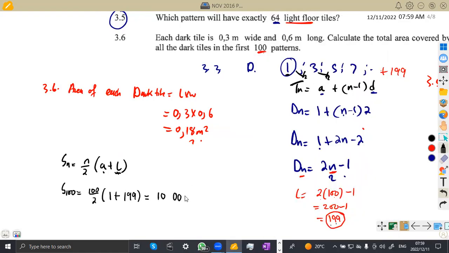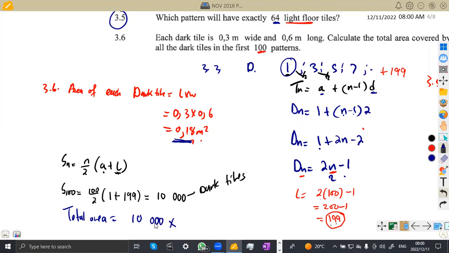So this is the sum of the ductiles. We've got 10,000 ductiles. But remember, we are asked to calculate the total area. So the total area now is going to be 10,000 ductiles multiplied by the area of each ductile, because we've got the area there.